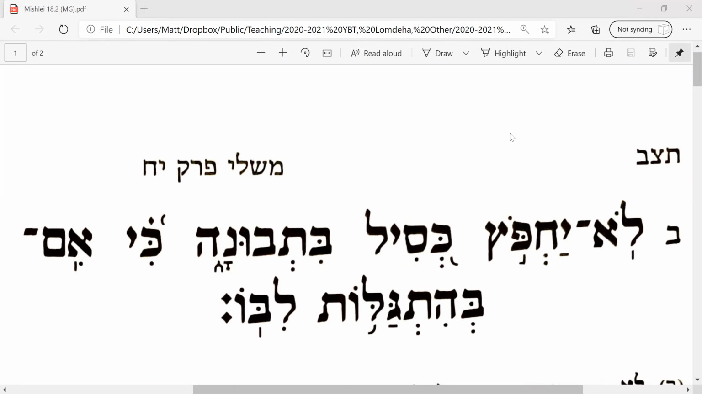So why would a seal not want tefuna? Okay, so question 1: why would a seal not want tefuna? And then again, this is where the translation comes in. Who says that's true? This depends on how you read it. If it says lo yach pots ksil betuna, he doesn't want understanding. Ki im b'his galos libo, he only wants the revealing of his heart.